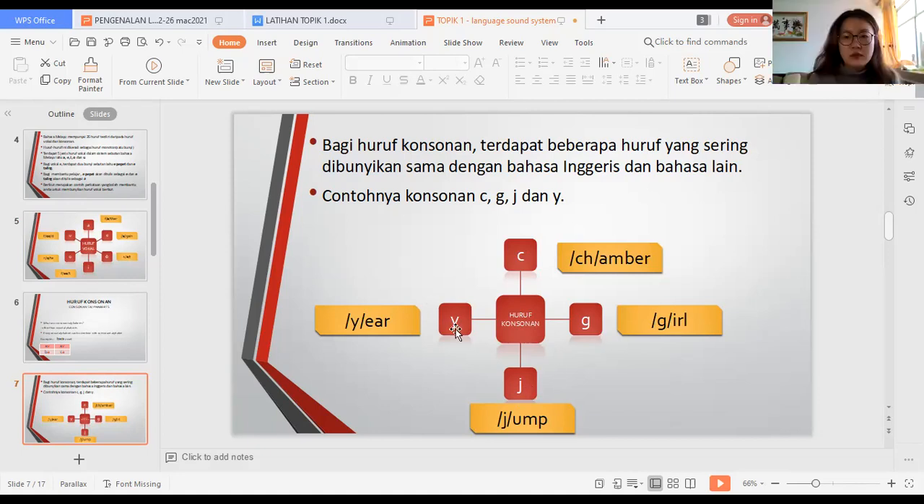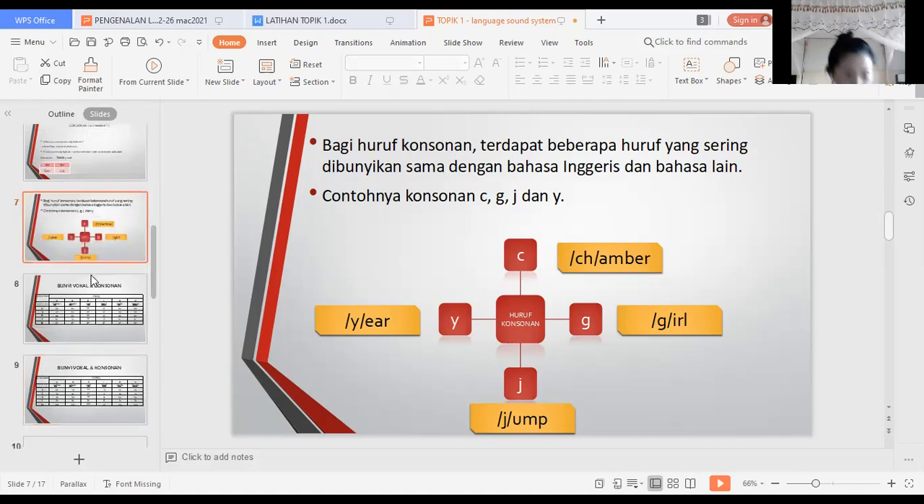Right. And one more, how to sound Y. What does Y sound like? E. Okay. I thought this is very easy. So I don't want to go through B, C, D until Z, because everyone is a teacher, so you know how to pronounce it. So I give you examples of C, G, J, and Y only.